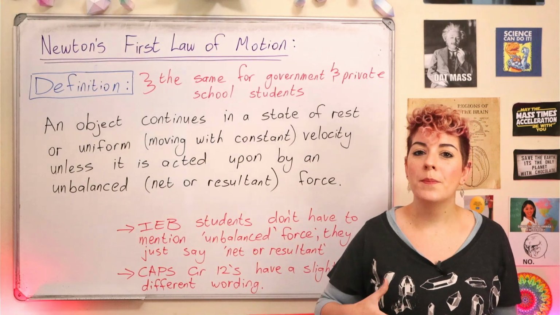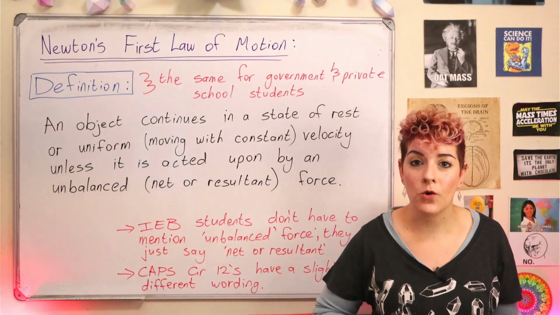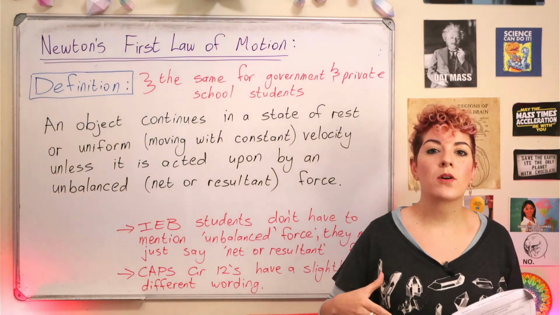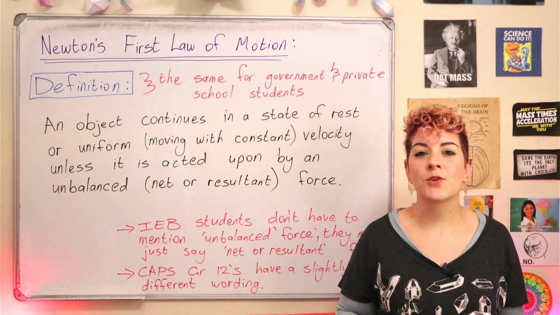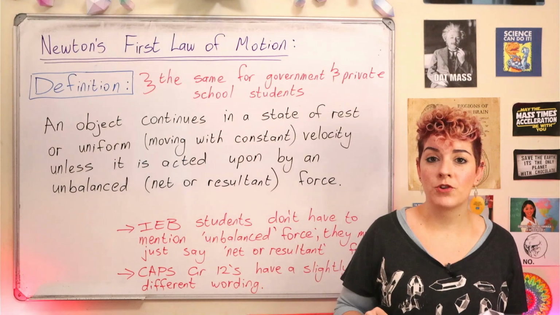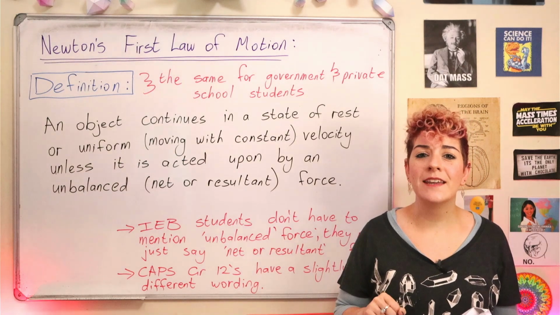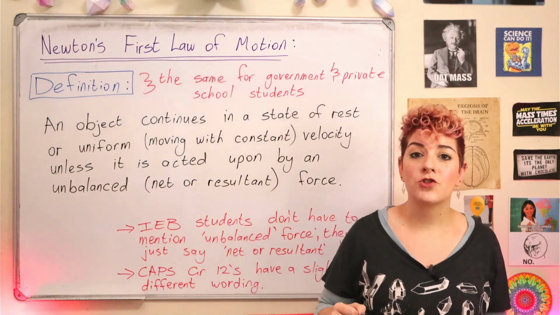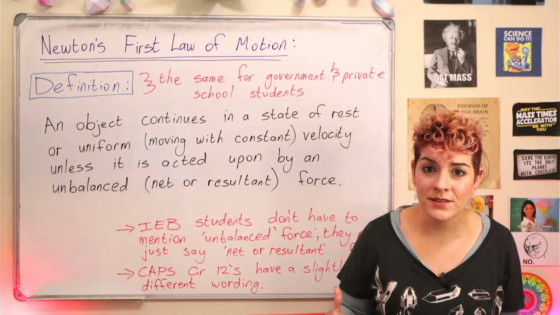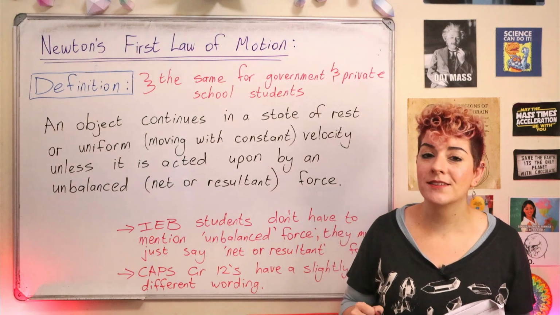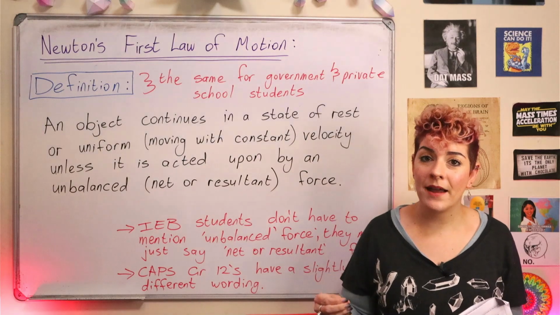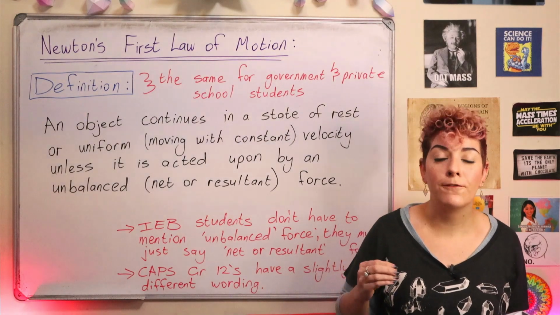Okay, now what about the definition of Newton's first law? Well, for grade 11 learners doing both the government school or CAPS curriculum and the private school or IEB curriculum, as well as grade 12s doing the IEB private school curriculum, the definitions are virtually identical. And the definition reads as follows. An object continues in a state of rest or uniform, moving with constant velocity, unless it is acted upon by an unbalanced net or resultant force.